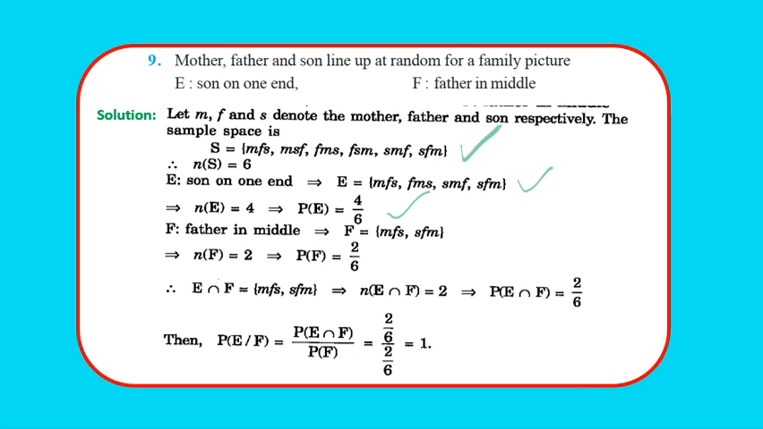F is the father in the middle, so F equals what? MFS and SFM. So the number of elements in F is 2, so P(F) is 2 by 6. So E intersection F is equal to MFS and SFM. So the probability of E intersection F is 2 by 6. So the probability of E given F is equal to P(E intersection F) upon P(F), which will give 2 by 6 upon 2 by 6, that is 1. Clear? So pause and note down the solution.